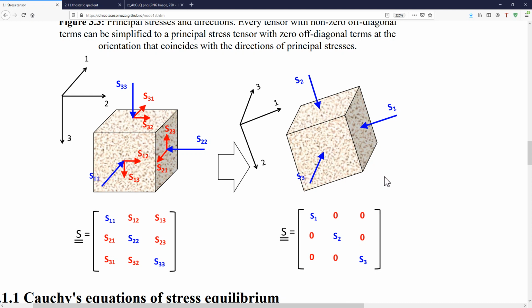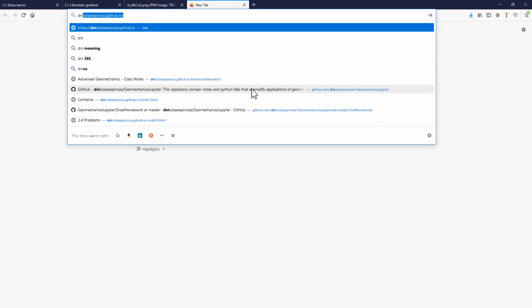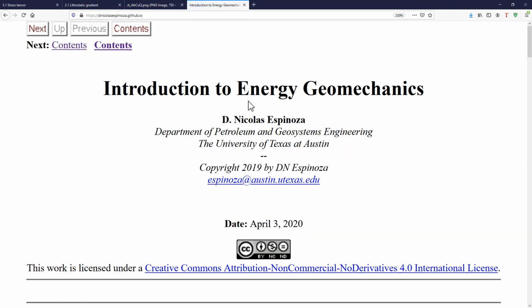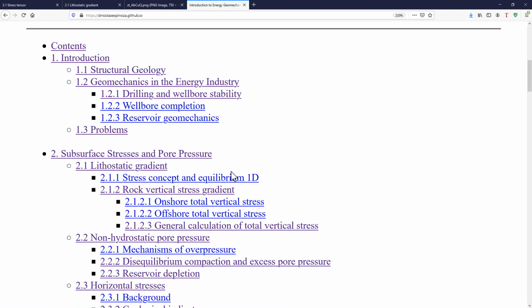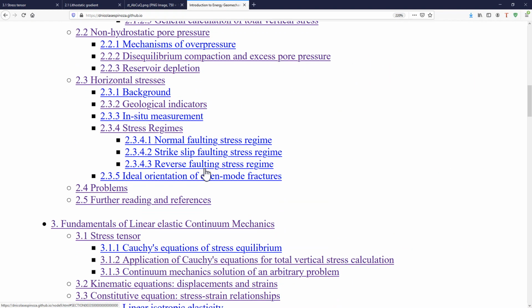And this is very useful because for us, it's a lot easier to understand the state of stress in terms of principal stresses rather than in terms of the full stress tensor. And we have seen examples already about what the principal directions are. For example, let me pull the map that we have seen some time ago about the direction of horizontal stresses.